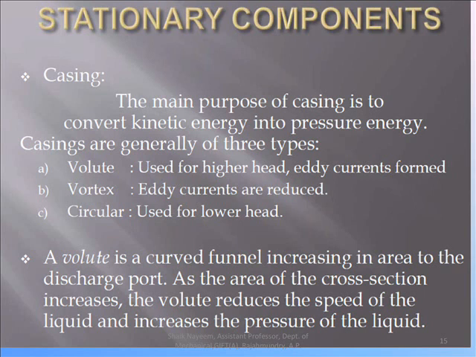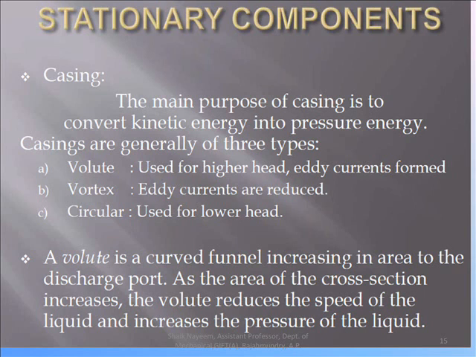The main purpose of the casing is to convert the kinetic energy into pressure energy. There are three types of casings. The first is the volute casing, the second is the vortex casing, and the third is the circular casing. Volute casings are used when we are going for a higher head, but here eddy currents are generated. In the second one, the vortex casing, eddy currents are reduced. Then the third one, circular, is mainly used for lower heads.